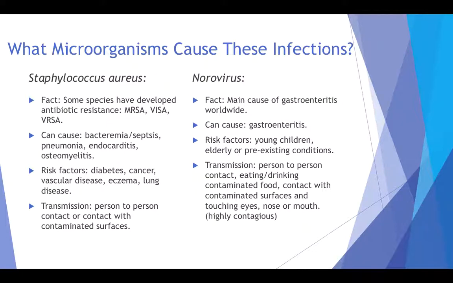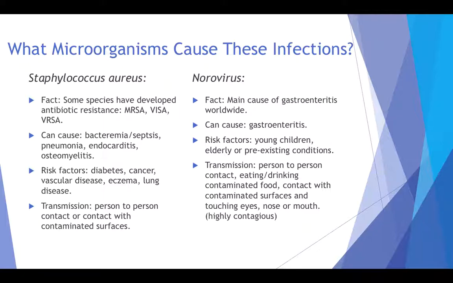Next, we have Staphylococcus aureus. This bacteria has species that have developed antibiotic resistance, such as MRSA, VISA, and VRSA, and can cause bacteremia, pneumonia, endocarditis, and osteomyelitis. Bacteremia is an infection of the bloodstream, endocarditis is infection of the heart, and osteomyelitis is infection of the bone. Risk factors are having diabetes, cancer, some kind of vascular disease, eczema, or lung disease. It can also be transmitted from person to person and contact with other surfaces.